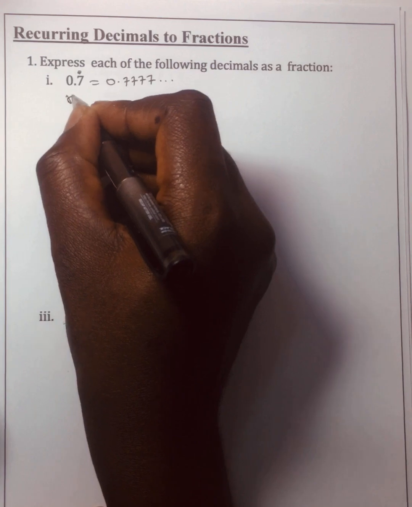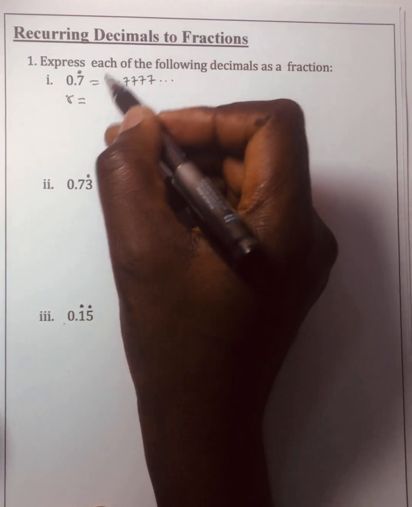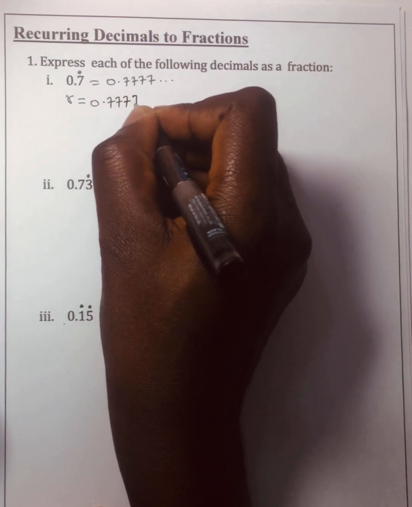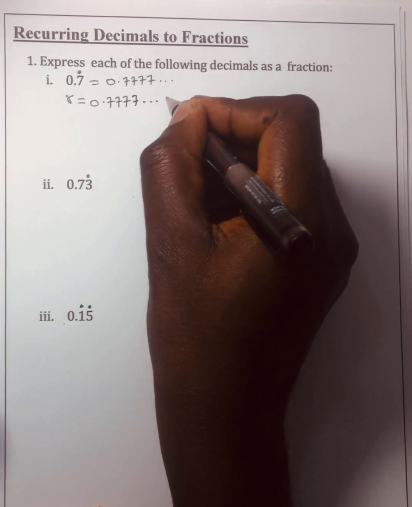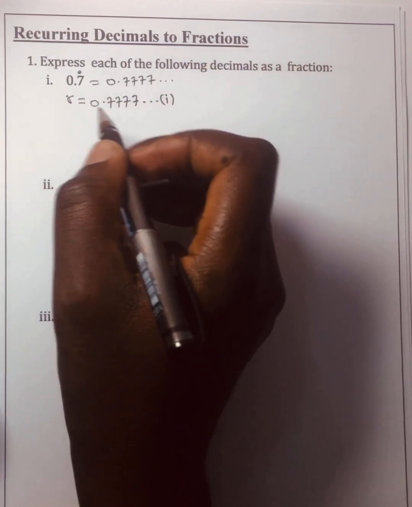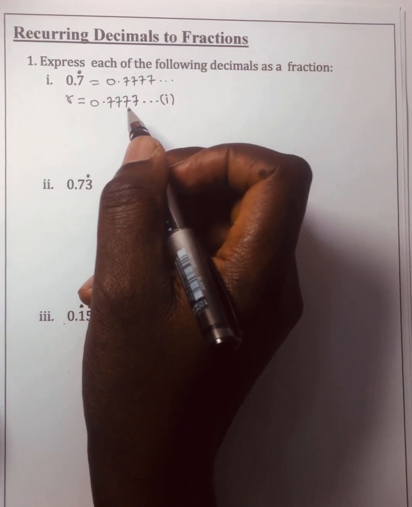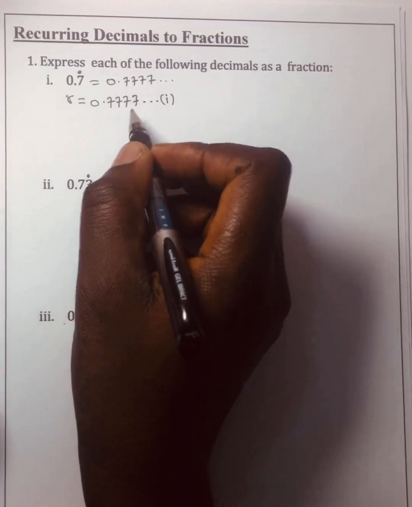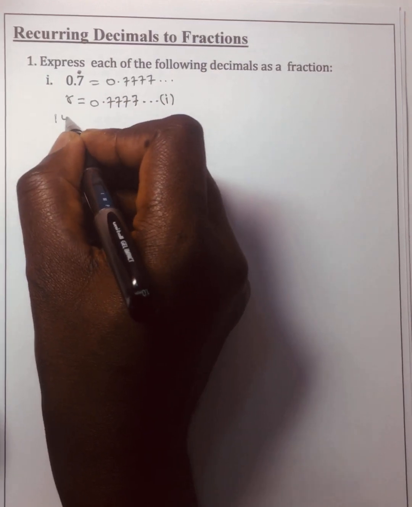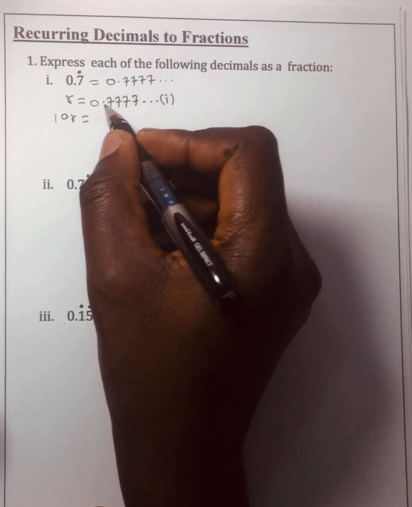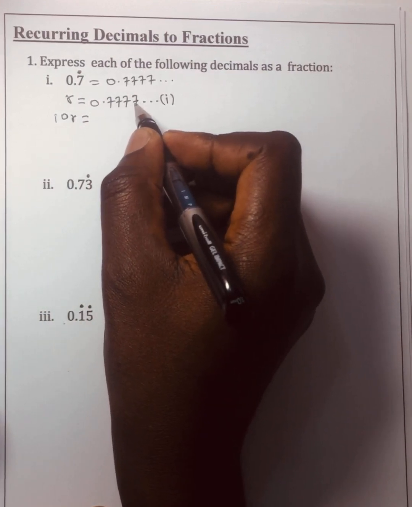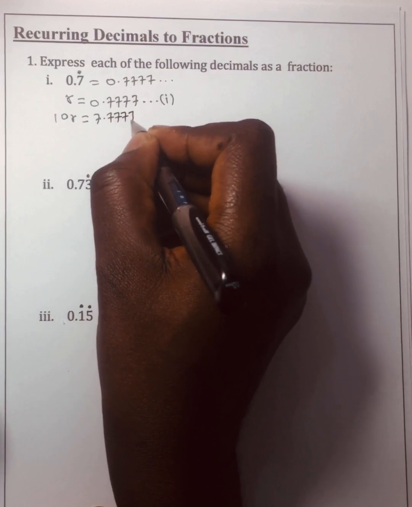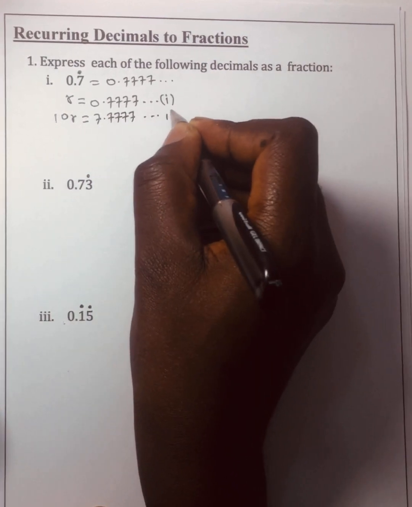So let us start with the first value. Let the first value be r, and let r be the number that we have there, which is 0.7777. Let us call that Roman 1. Then we can create another number by multiplying r by a power of 10. So let us multiply r by 10. We're going to have 10r is equal to 7.7777. Let's call that Roman 2.